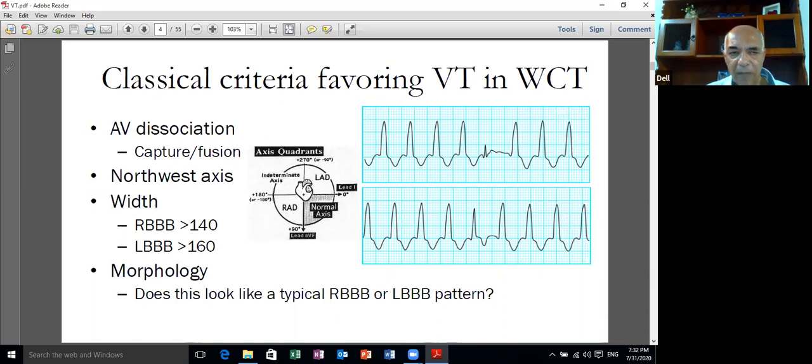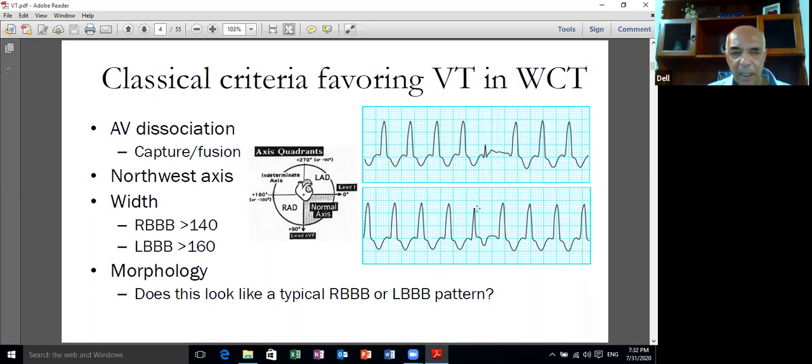A surrogate of AV dissociation is the presence of capture and fusion beats. If you look at the upper panel on the right, this is a capture beat. And if you look at the lower panel on the right, this is a fusion beat. These are surrogate electrical activity of AV dissociation. So if there is AV dissociation, it is very unlikely to be supraventricular tachycardia with aberration. There is nothing impossible in electrophysiology. Electrophysiology is a branch of science of exceptions, and for every exception, there is an exception.